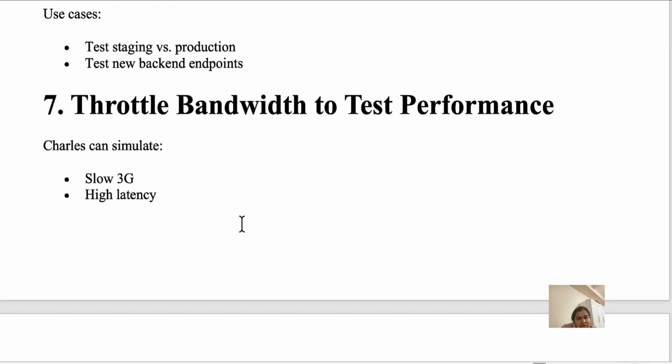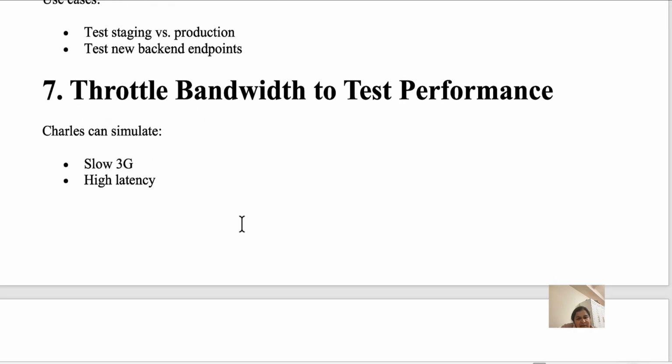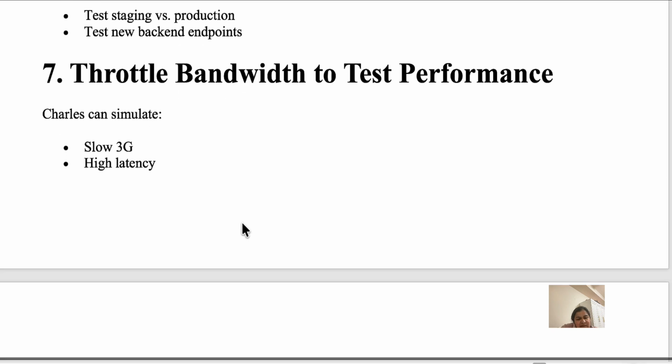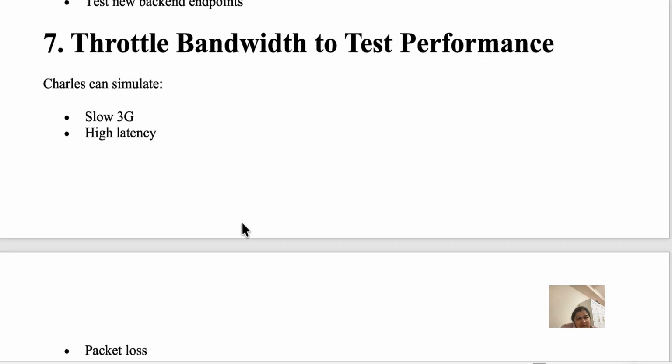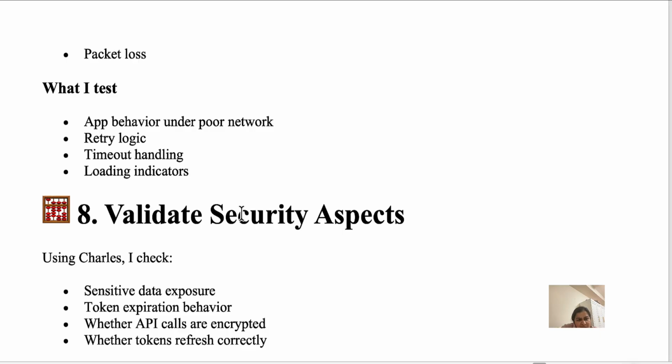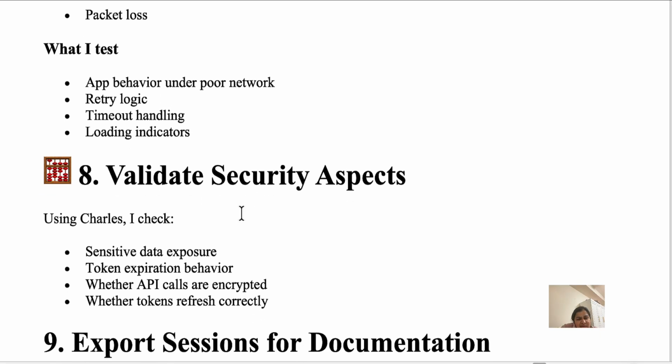We also use something called throttling, where basically the bandwidth is tested. If you set it to lower internet speeds, low latency, how does it perform? And when there is high latency, how does it perform? When there's packet loss, what happens? All this we need to test.